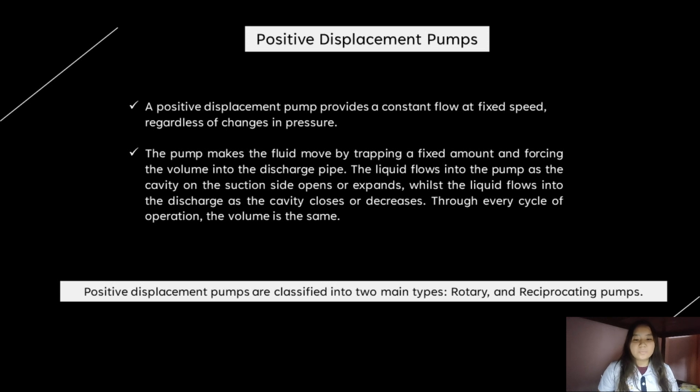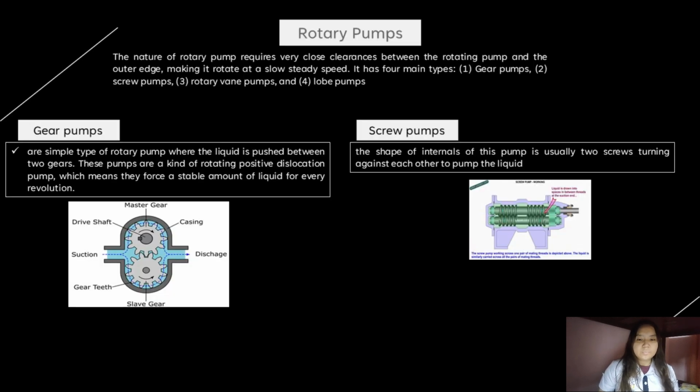Positive displacement pumps are classified into two main types, which are the rotary and the reciprocating pumps. Rotary pumps are normally driven by electric motors, geared motors, or belt-driven motors. Sometimes a rotary pump is driven by a steam turbine and in very rare cases by an internal combustion engine.